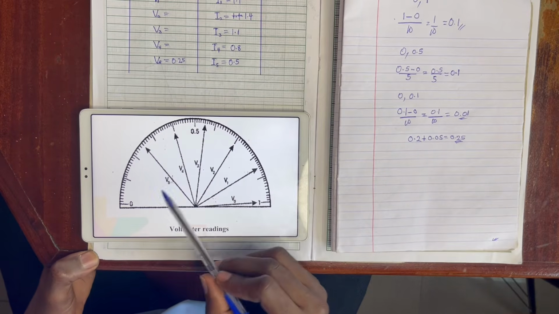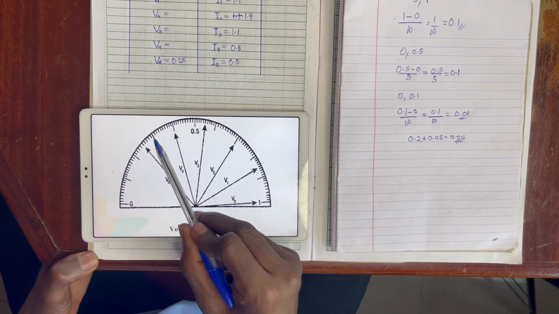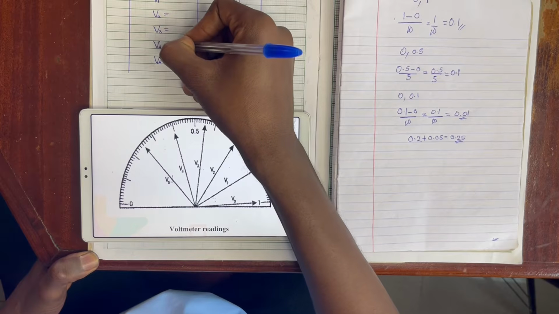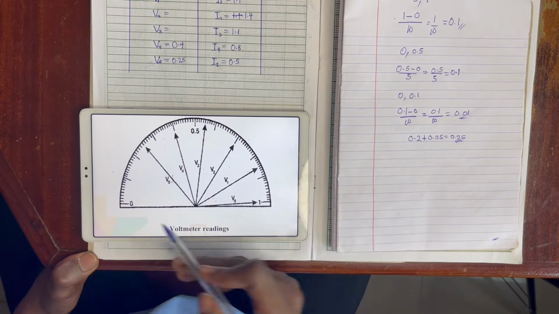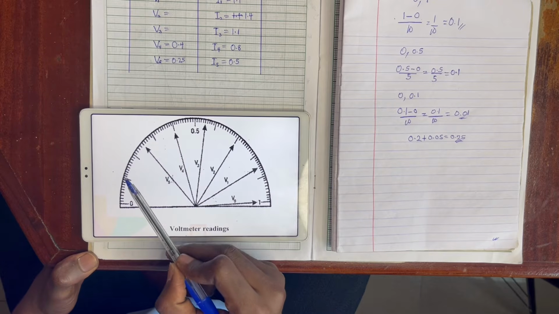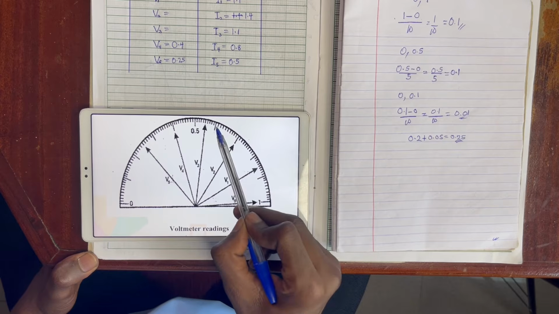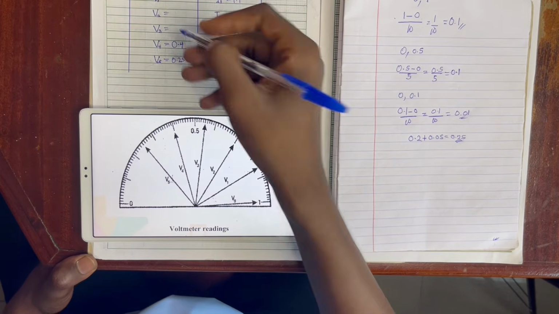So now we go to V4. 0, 0.1, 0.2, 0.3, 0.4. So V4 is 0.4. Then V3, 0.1, 0.2, 0.3, 0.4, 0.5, 0.6. So in between 0.5 and 0.6 should be 0.55.